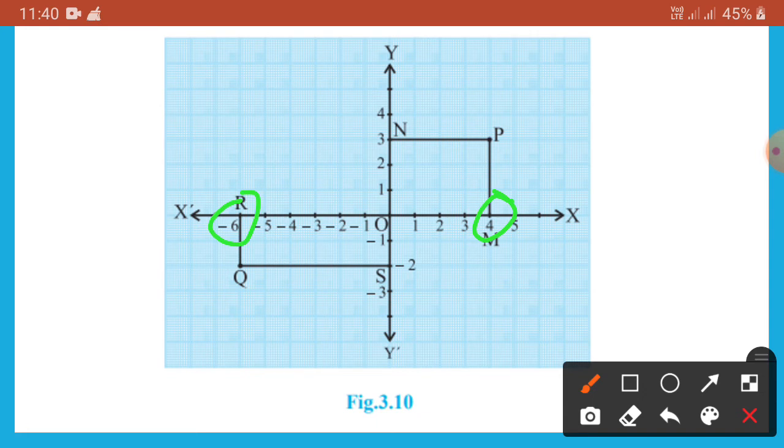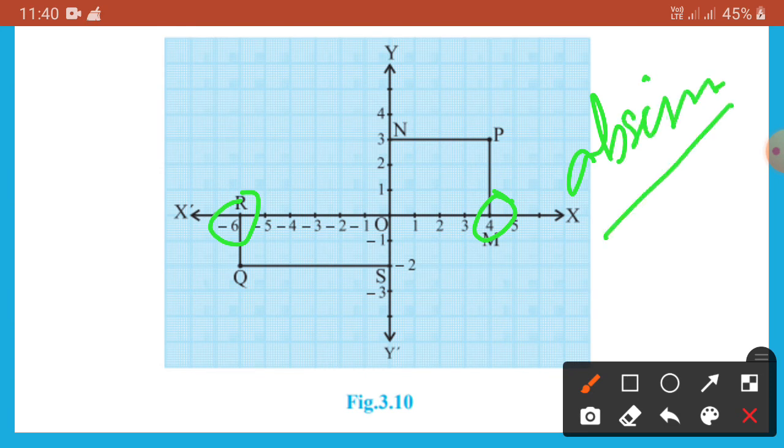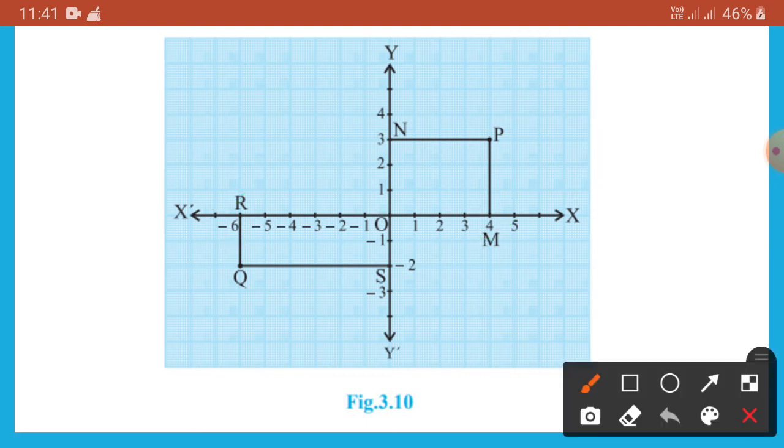Okay, so the x coordinate is also called the abscissa. And the y coordinate of a point is its perpendicular distance from the x-axis measured along the y-axis, that is positive along the positive direction of the y-axis and negative along the negative direction of the y-axis. So for the point P it is +3, and for Q it is -2.